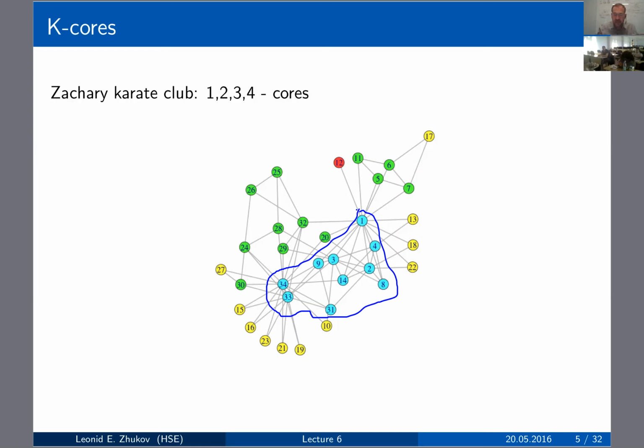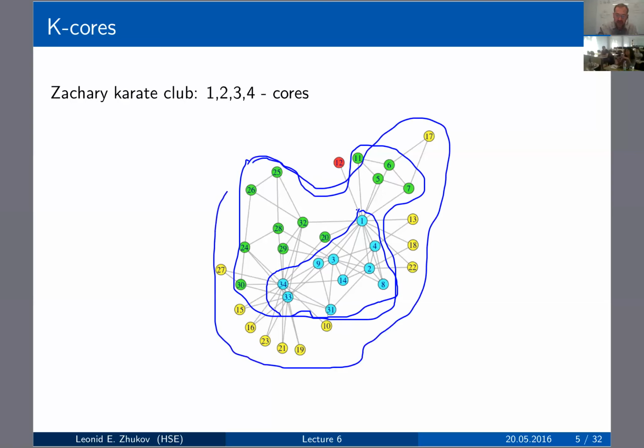Then there is a next layer, which is a 3-core. It is this, including green guys. Then the next layer includes yellow guys. And then there's a final 1-core, where the only node is node number 12. It has degree 1. It's the only one in this picture with degree 1.